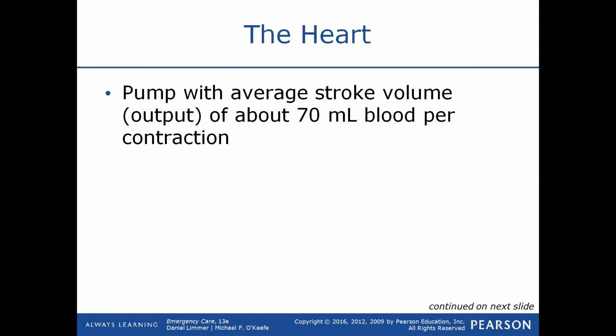Now, the heart itself is a pump that has an average stroke volume of about 70 milliliters of blood per contraction. Stroke volume is, by definition, the amount of blood the left ventricle ejects when it contracts. And cardiac output is a product of blood pressure. And to determine cardiac output, we take stroke volume, the average amount of blood coming out of the left ventricle, times heart rate. And that gives us the amount of blood the heart is putting out in a minute. So cardiac output is a product of stroke volume and heart rate.